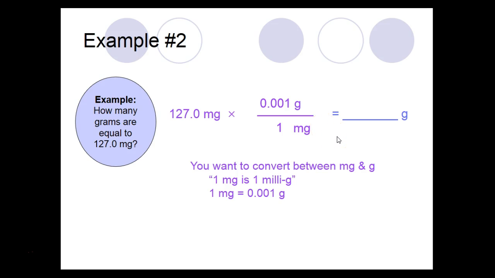Try it out. Put both of them in the calculator and see what you get. You should get 0.127. You can work out these problems either way. It doesn't matter. You can use this or you can use 1,000 down here. As long as you get the right answer, I don't mind.